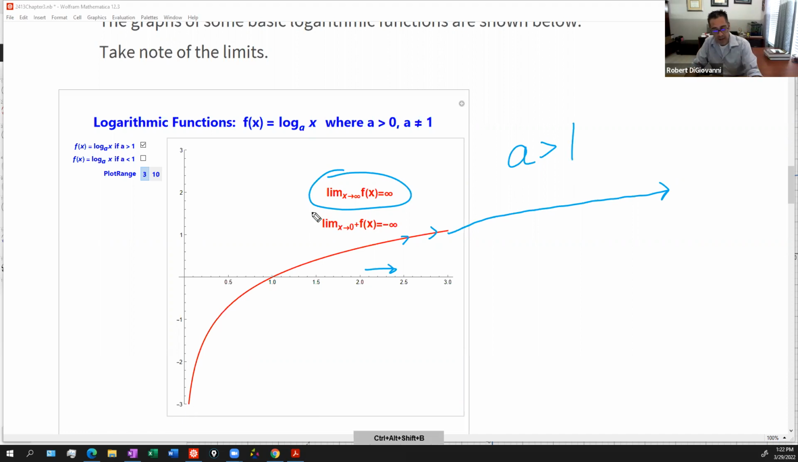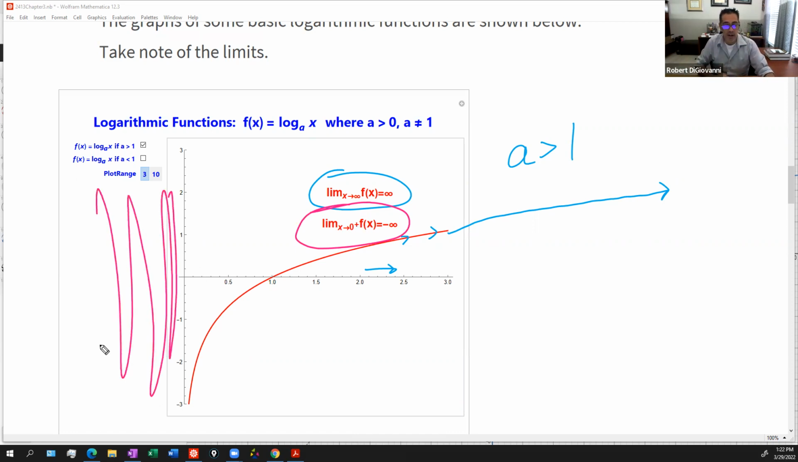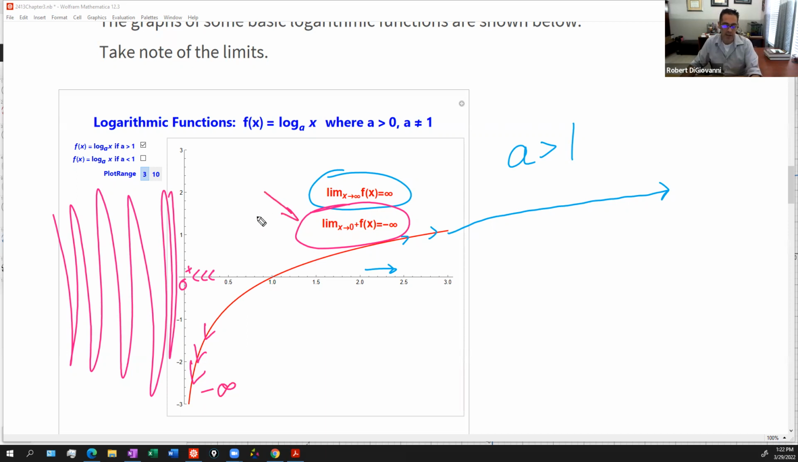And then the other thing is this one here, the limit as x approaches 0 from the right. See, we can't go to negative infinity. The graph does not exist over here for logarithms. You can only approach 0 from the right-hand side, and look at where our graph goes. It takes off and goes to negative infinity. That's what that second limit is. Okay, so as long as the base of the log is bigger than 1, this is the picture. Go to the right, it grows forever. Head towards 0, it drops down.